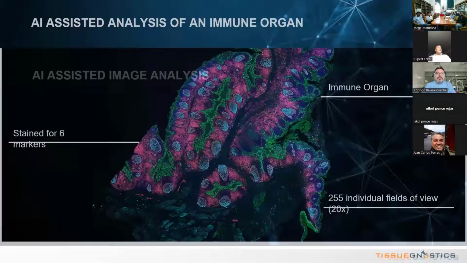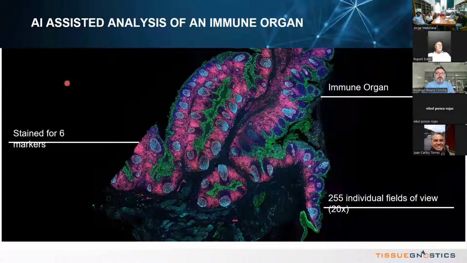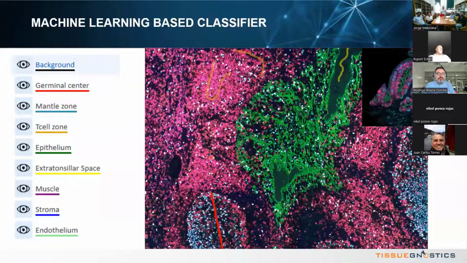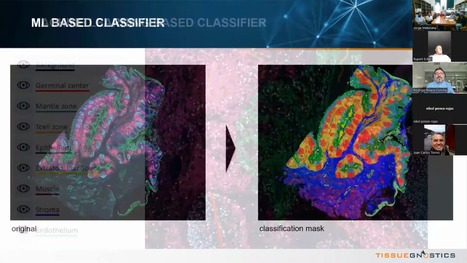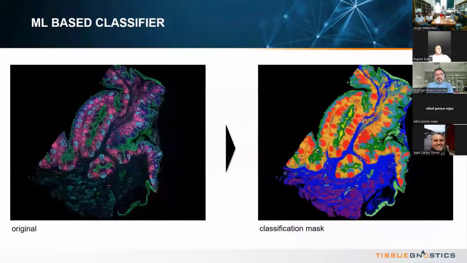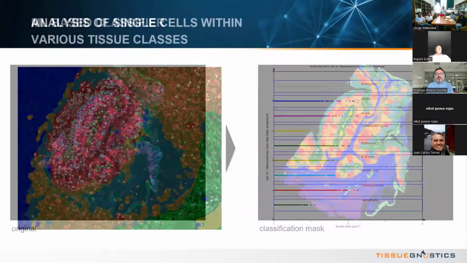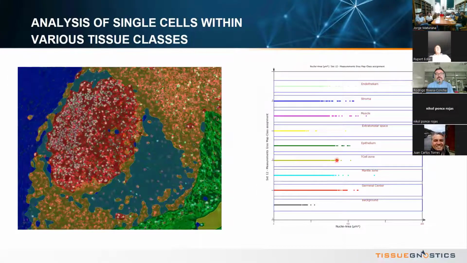In our software, we have an extensive machine learning module, which allows us to automatically classify structures in a tissue, like different immunological zones in lymphatic organs. And after applying a training, which the user can do within a few minutes, the model can be applied to an entire tissue section or a set of tissue sections, and then can be combined with the single cell analysis.